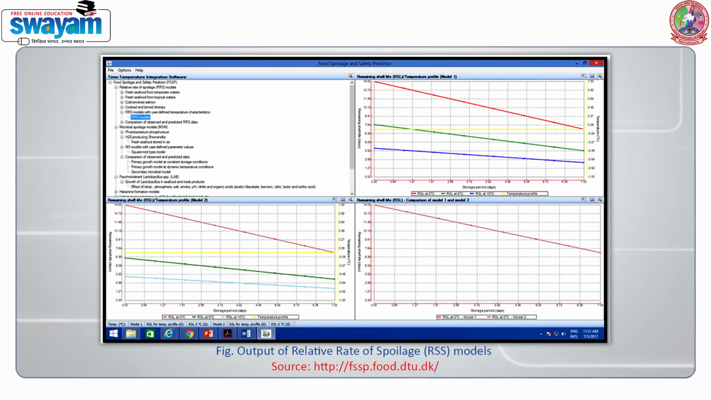Now you can visualize a screen where we are seeing the relative rate of spoilage. Various types of models are adopted and we can forecast how the microorganism is going to grow under different sets of conditions, and depending upon the projections which are received by this model, we can predict the shelf life and side by side also the conditions which are going to keep the food safe.